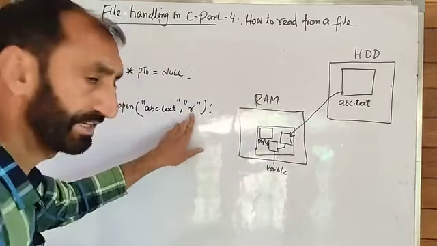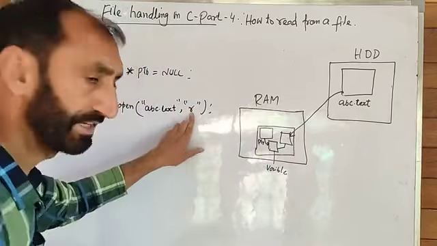First, here we will see the working of the fgetc function. What is the working of this function? This function will read character by character, one character at a time. If we want to read a single character from the file, character by character from the file, at that time we use fgetc. And what's the syntax?